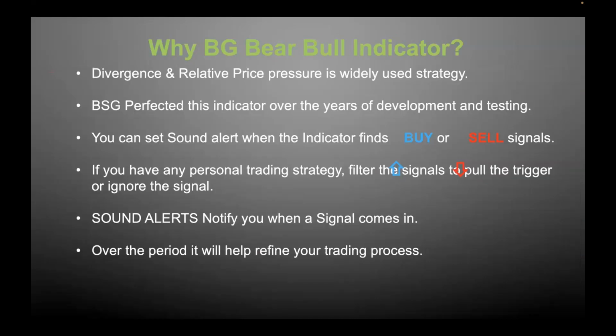Okay, so some highlights on the bear bull. So we went over the blue chip and the bear bull. Divergence and relative price pressure is a widely used strategy. This indicator has been with us since 2015, and we've done software updates on it, and it's been proven to work very successfully. Again, you have sound alerts and visual alerts on this, and it's just a great filter to add in with your personal trading strategy.